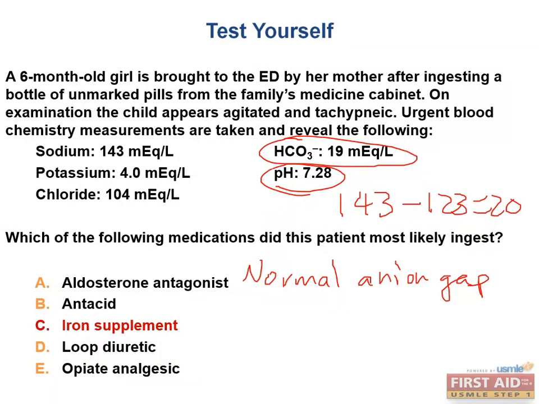And D is not correct because loop diuretics cause metabolic alkalosis because they increase hydrogen ion excretion. And E is not correct because opiates reduce respiratory drive and therefore cause respiratory acidosis. And the question stem stated that this patient had tachypnea.